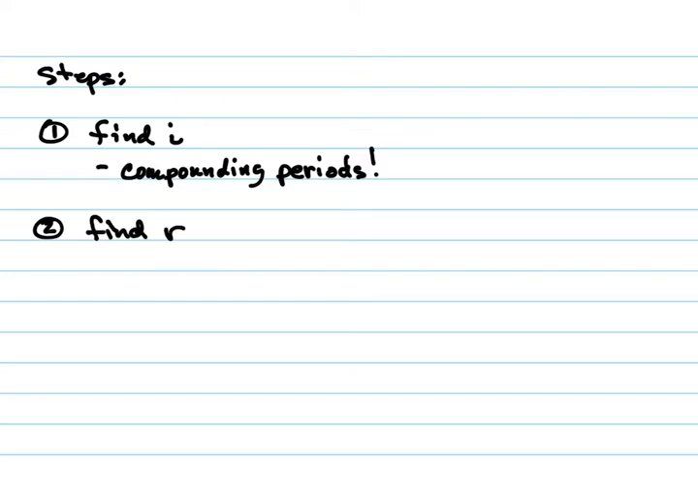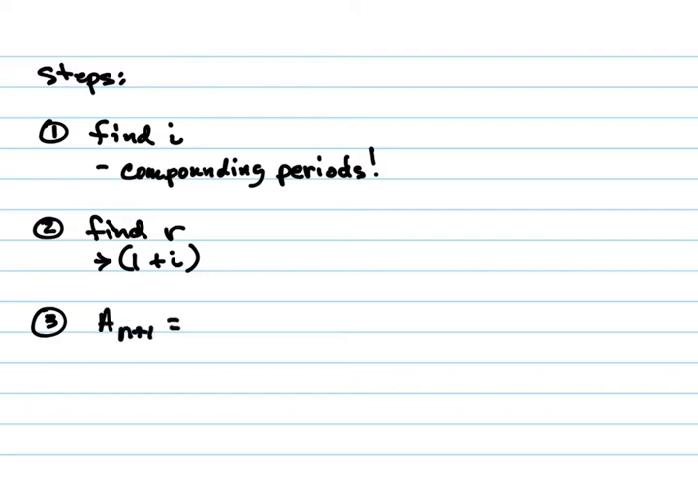Second step, find R. And that's simply 1 plus your I. Just take the 1 plus I. Now, these two pieces are not on your formula sheet, but they're things that we've done before, so it's not that hard to find. Then finally, you're just going to plug those into that formula.